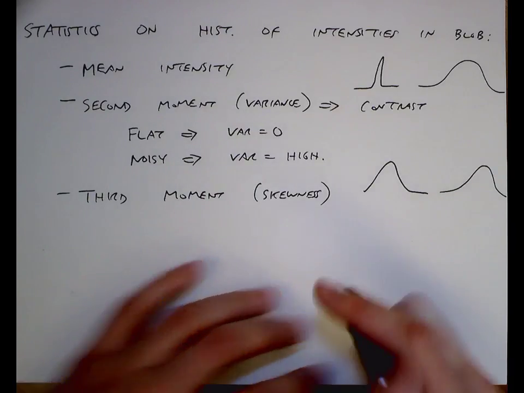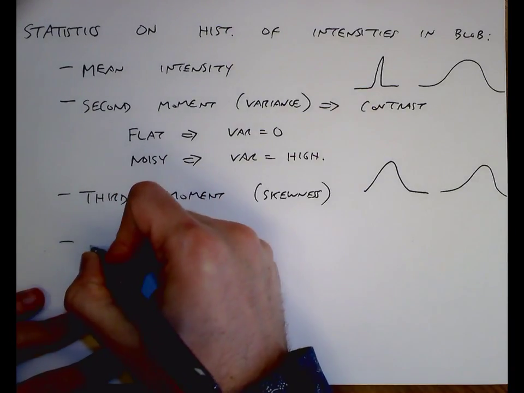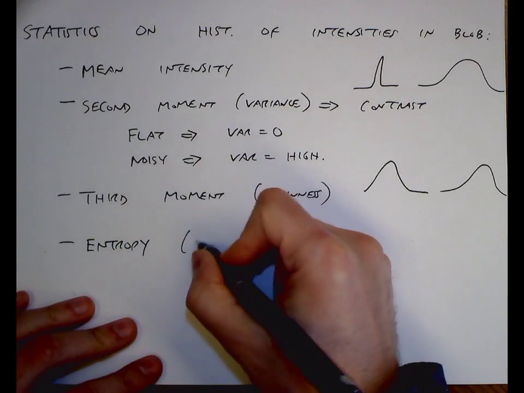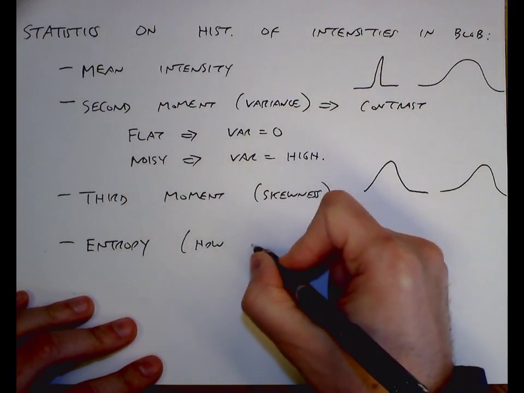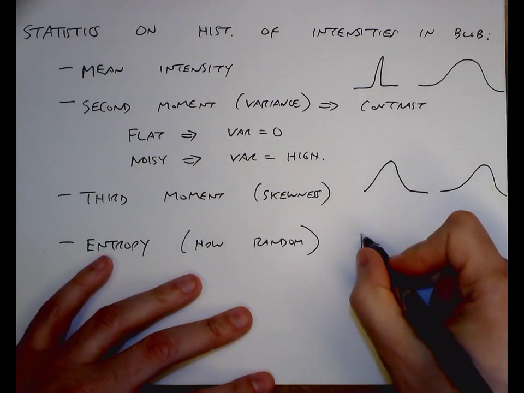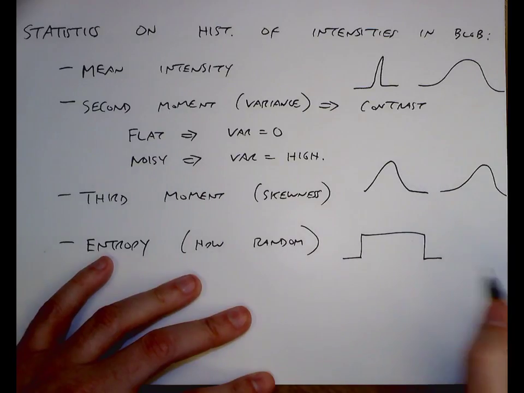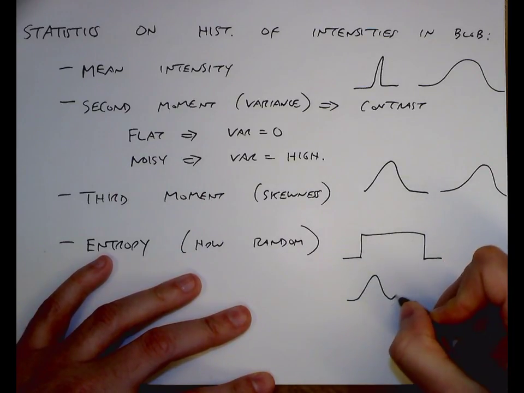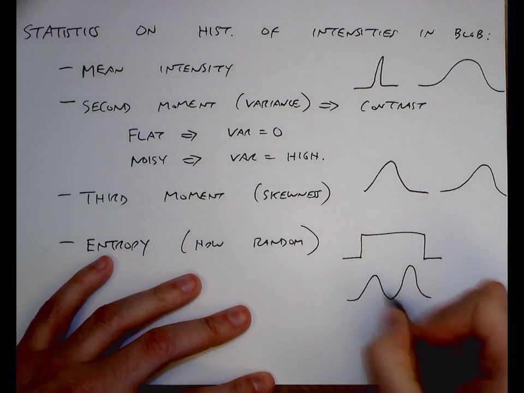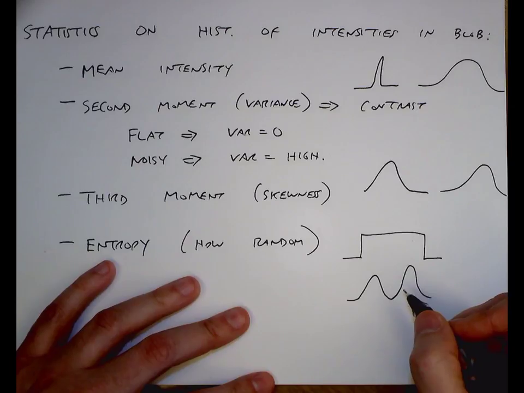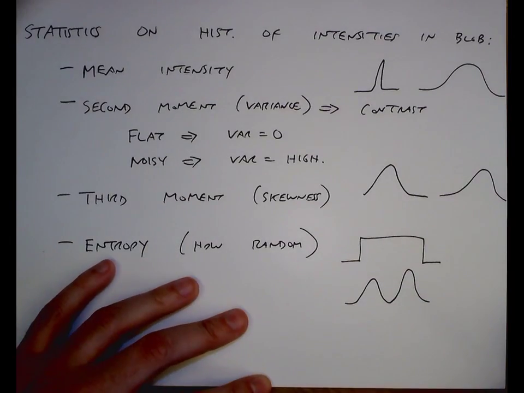And then I could talk about things like the entropy of the histogram, which has to do with how random or how uniform it is, right? Between a uniform distribution and a bimodal distribution, these two things will have very different entropies, right? And we'll talk more about entropy in the context of image compression, which is a good place to talk about entropy. That's coming up a couple of lectures from now.